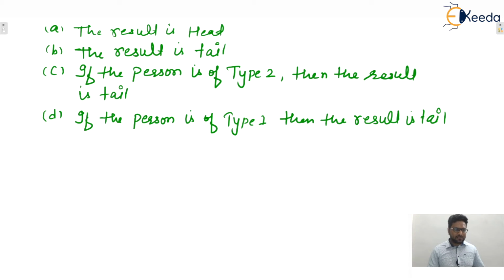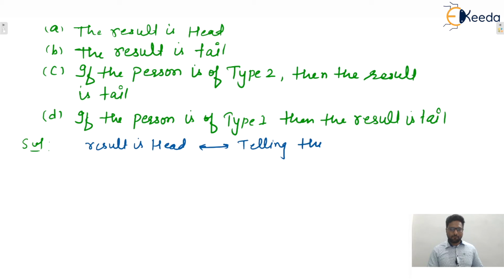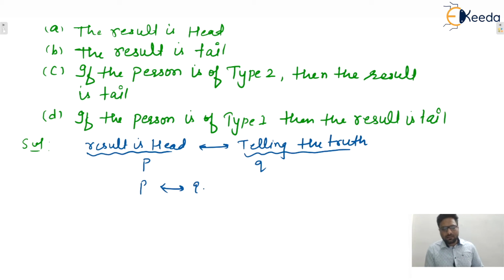You only tell me what the reply was. The reply was: the result is head if and only if I am telling the truth. So we can write it like that: result is head, biconditional, telling the truth. If we assume result is head is represented with one variable, that is p, and the second one is q, then we can say that this is p biconditional q. Yes or no?